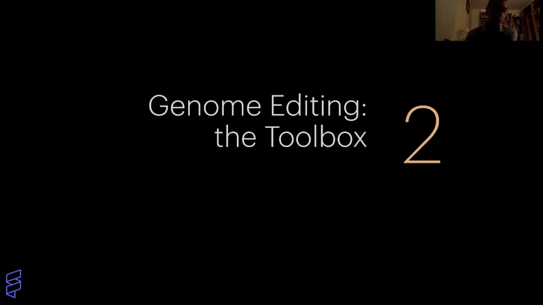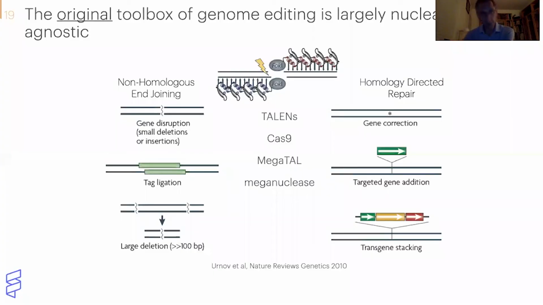So the primary old school toolbox of editing is actually largely nuclease agnostic. My colleagues at Sangamo and I drew this for a review in 2010. And the bottom line is you can do this with, we use zinc fingers, but you can use TALENs, Cas9, megaTALs, meganucleases, whatever else comes out. Two pathways: end joining can create gene knockouts and make larger deletions as well as ligate tags. And homology-directed repair can repair mutations or introduce them, and introduce larger and larger transgenes. I don't know what the upper limit is, but certainly in my experience, 15 to 20 kb can be done. So that's the original toolbox, folks.